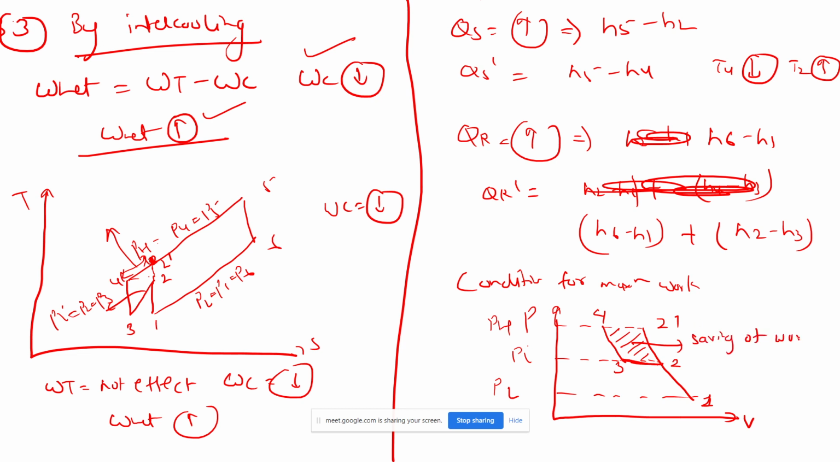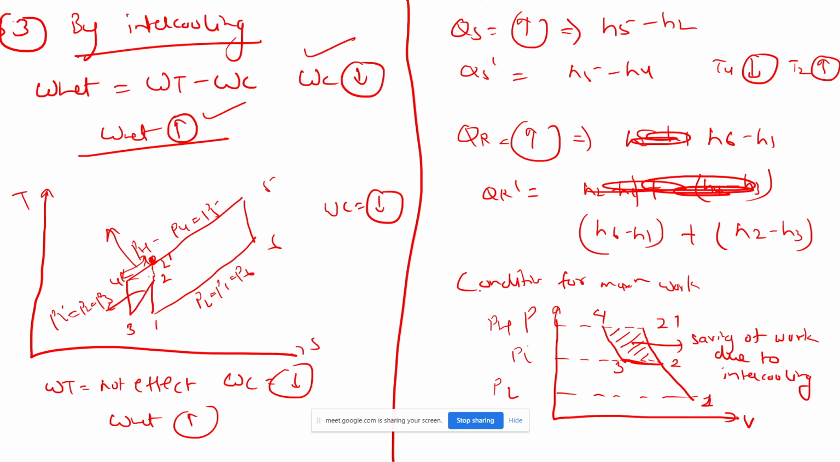Saving of work due to intercooling. Have you got clarity now on how that compressor work is reducing? Previously the compressor work was this whole area, 1 2, p higher, p lower. Now it is p lower, 1 2 3 4, p higher. So this much work we are saving due to intercooling, because of which the network output is increasing.